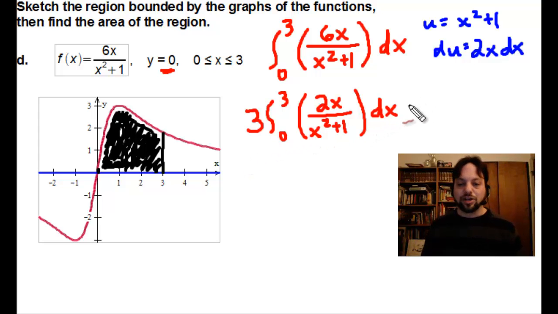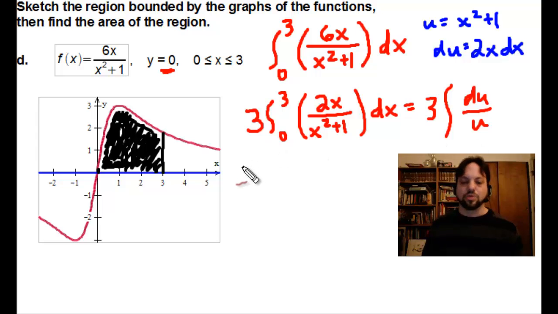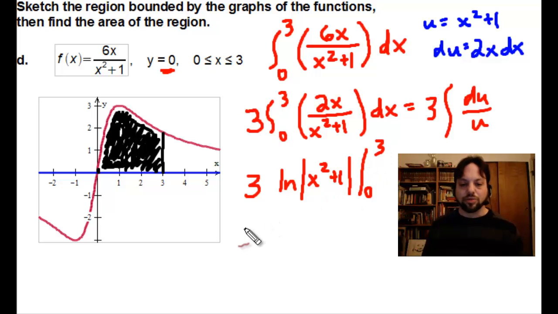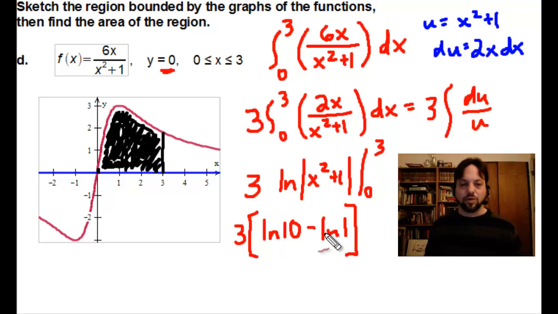And now I can go ahead and take a look at this as 3 times the integral of du over u. And of course, we should be very familiar with what that is. That's simply going to be the natural log of the function u, which in this case is x squared plus 1. Now, if we evaluate that between 0 and 3, what we're going to end up with is 3 multiplied by the natural log of 10 minus the natural log of, well, 1. And of course, the natural log of 1, we all know that that is just equal to 0.